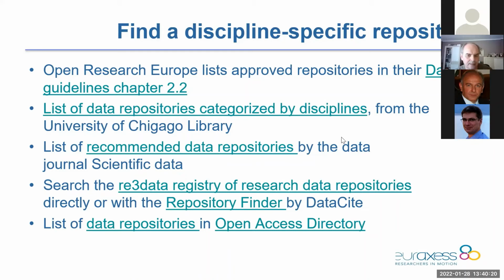with services listed here. The first one is a list of approved repositories that comes from Open Research Europe, or you can look at a list of data repositories from the University of Chicago Library, or from Journal of Scientific Data, or of course you can search RE3 data registry, or you can use repository finder, which is one of services offered by DataCite, which we talk about a little later. Or you can list data repositories in open access directory, which is a site maintained by Simmons University from Boston.